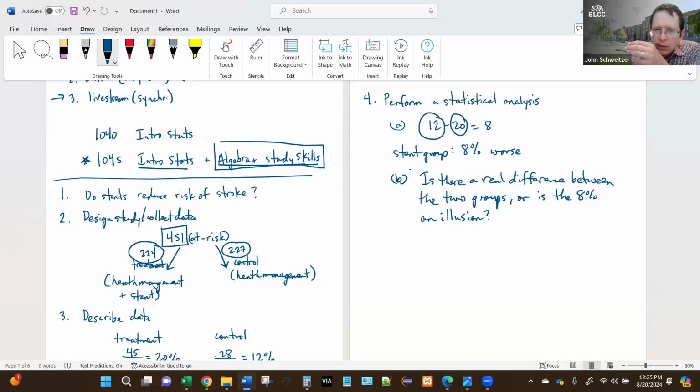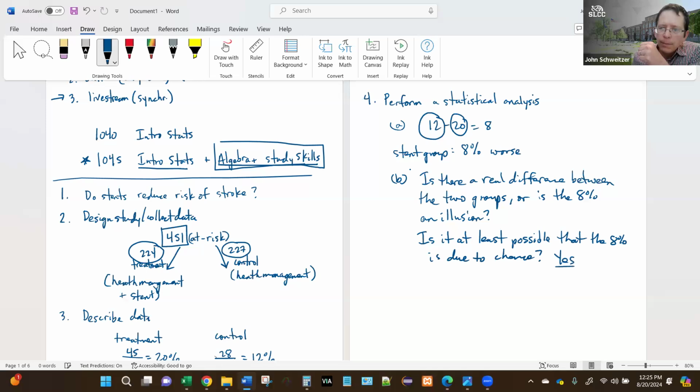Okay, so I just want to ask this question: is it at least possible that the 8% is due to chance? Okay, and I think the honest answer to that is yes. If you think it's a no, then maybe you're right, but we don't really have a way of proving that it's a no at this point, right? I think if we're being really open-minded, broad-minded here, I think we can say it's at least possible, right?